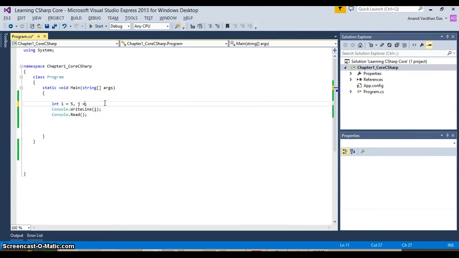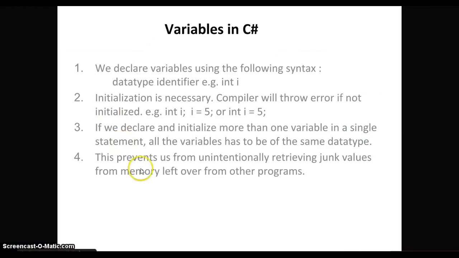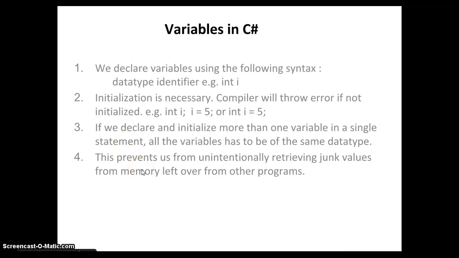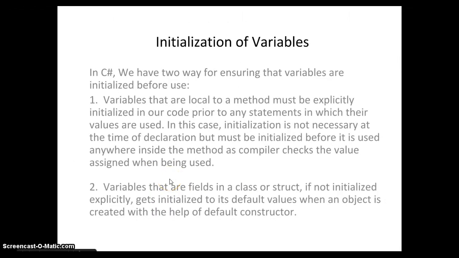Okay, now why is initialization very much necessary? The purpose of initialization is that it prevents us from unintentionally retrieving junk values from memory left over from other programs. As we go a little deeper into the initialization of variables, initialization happens in two ways in C#.